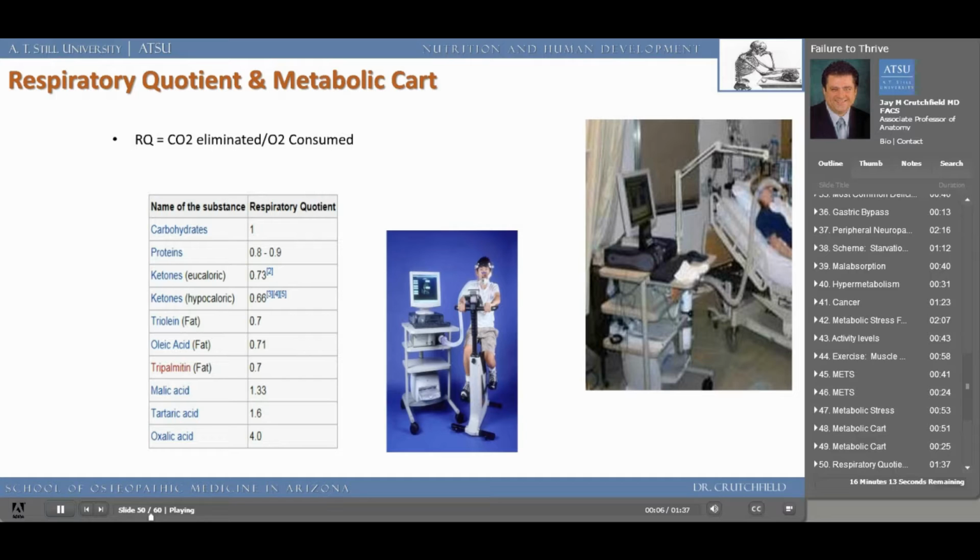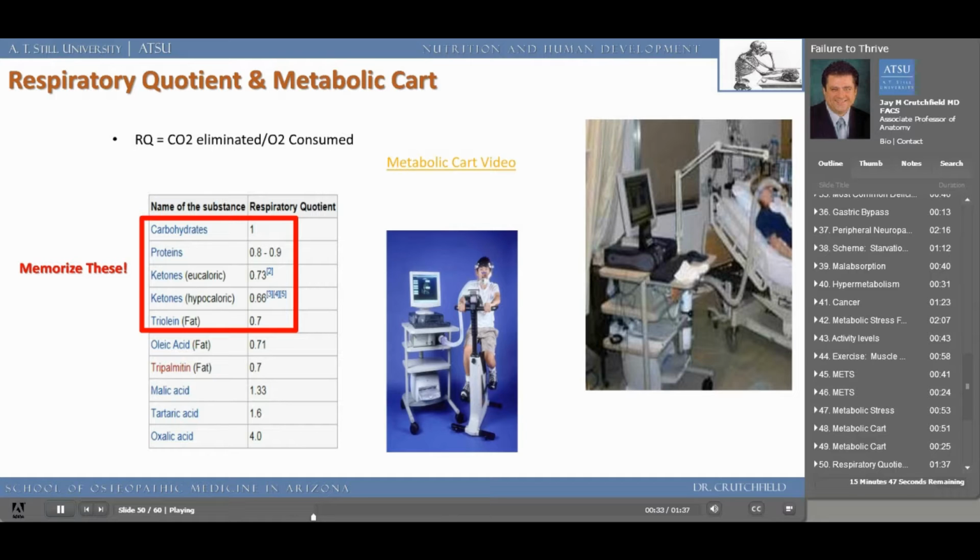The respiratory quotient is defined as the CO2 eliminated divided by the oxygen consumed. And most importantly, you'll need to memorize these 4 numbers. The respiratory quotient for a patient who is burning purely carbohydrates as a fuel is 1. A patient who is burning proteins is about 0.8, and a patient who's burning solely fats is 0.7.